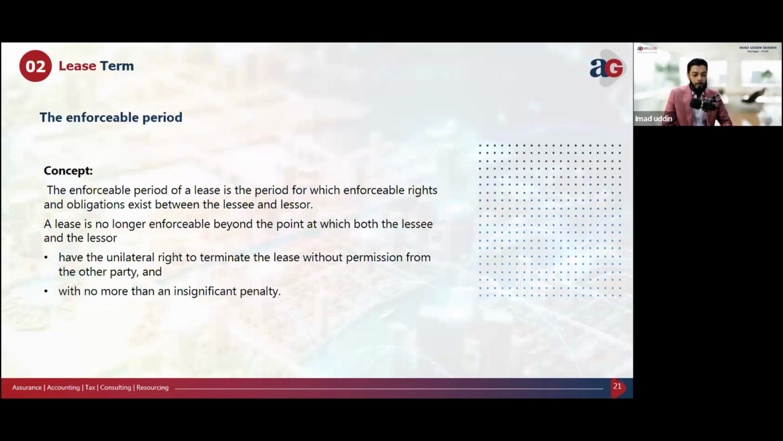But what is that period? A lease is no longer enforceable beyond the point at which both the lessee and the lessor have the unilateral right to terminate the lease without permission from the other party and with no more than an insignificant penalty. So if both the parties can terminate the lease and neither will have to suffer any penalty, that is the period that is unenforceable. So any period before that particular condition arises, the contract is enforceable. And we would talk about its enforceability, especially in the context of renewable leases, when leases are renewed. So how to consider those situations.